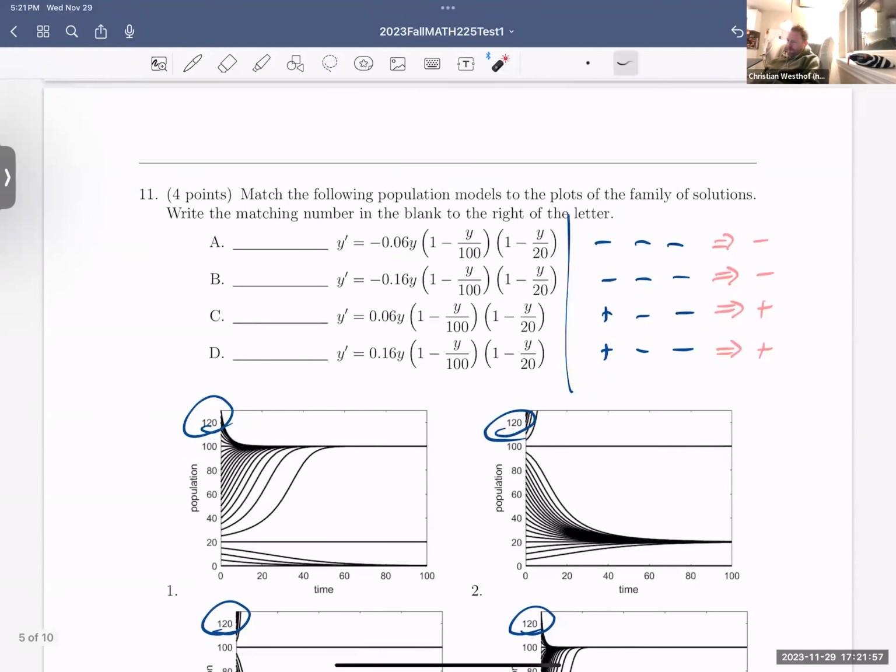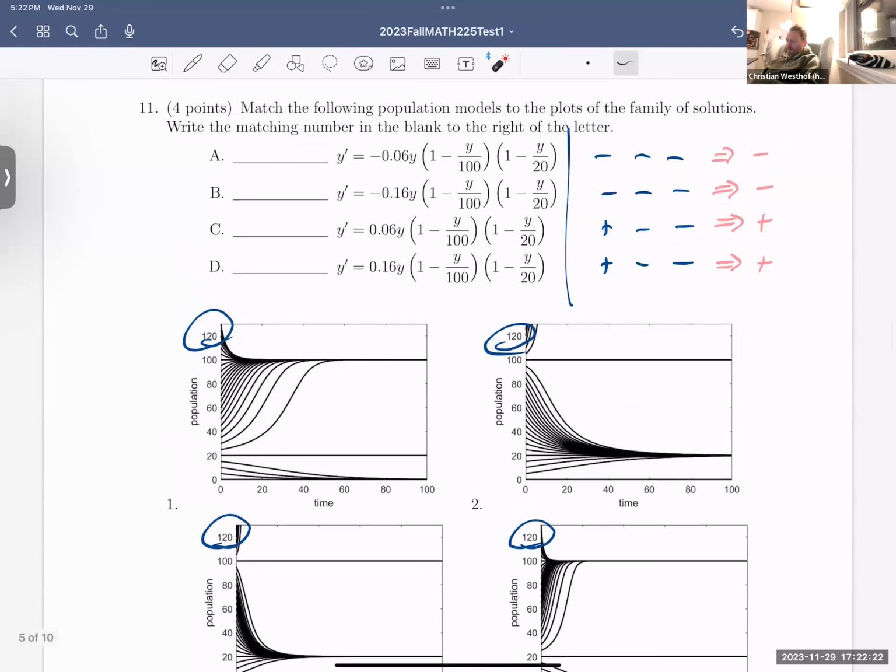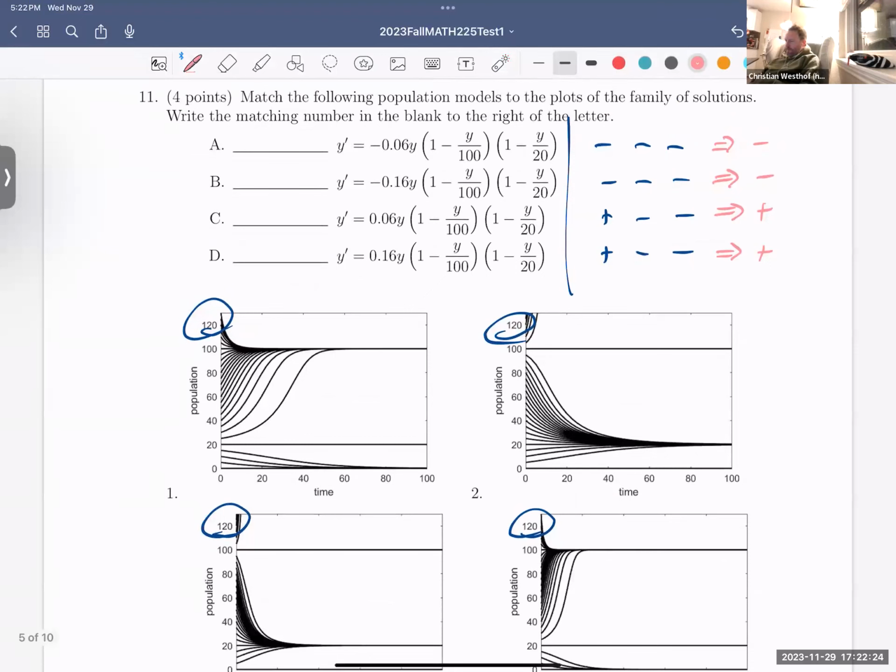Let's see. We picked 120. In the top equation, A, we have a negative derivative. So the flow should be decaying towards 100, or the flow shouldn't be going up, it should be going down. And so this one would work for A. This one would work for A. So maybe A there, maybe A there.